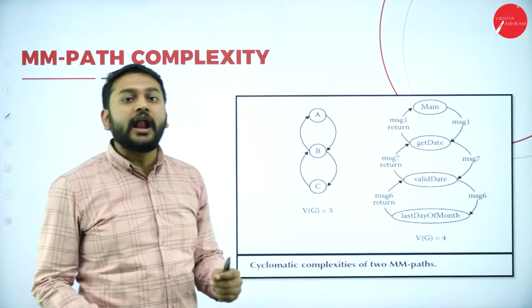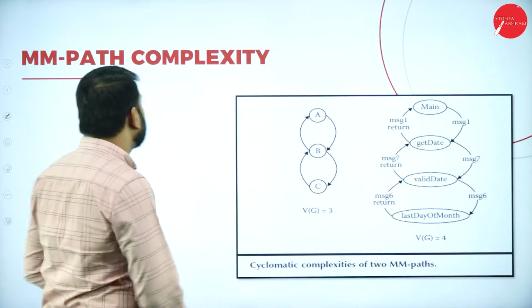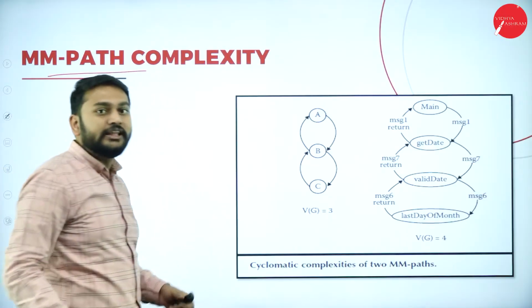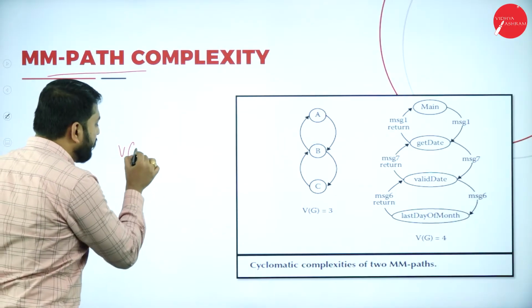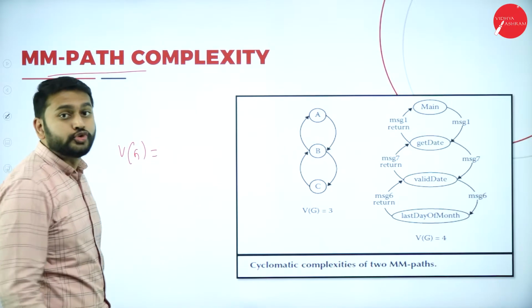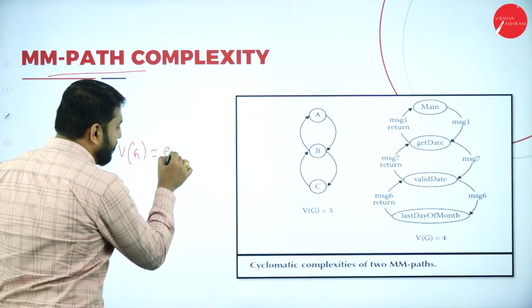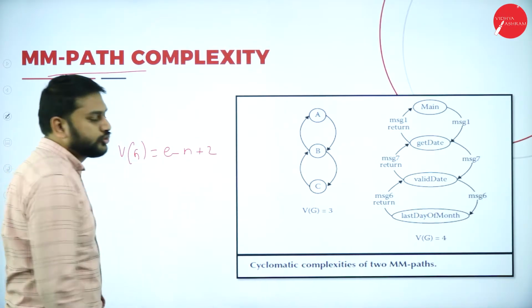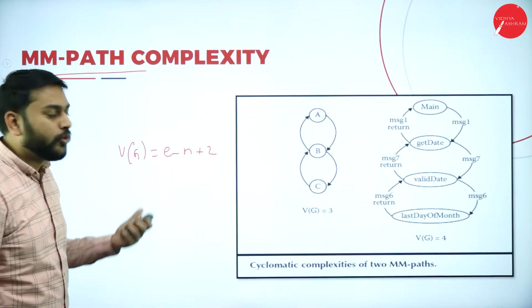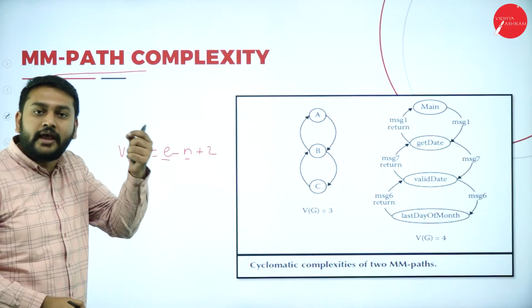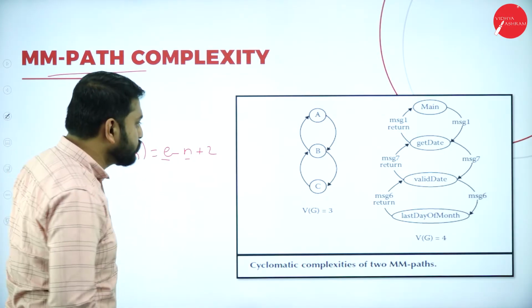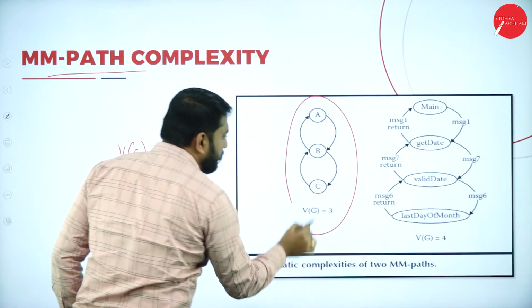Now let's understand how we calculate the MM-Path complexity. In the previous slide, we have seen the formula, right? So what is the formula? V(G) is equal to, please remember, E minus N plus 2. So guys, what is the meaning of E? What is the meaning of N? E in the sense edges, N in the sense nodes. So please check, let's consider this diagram.